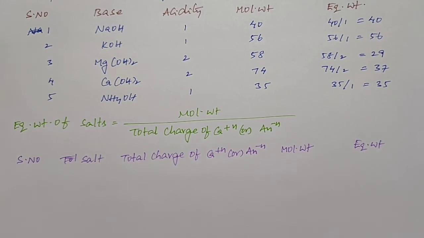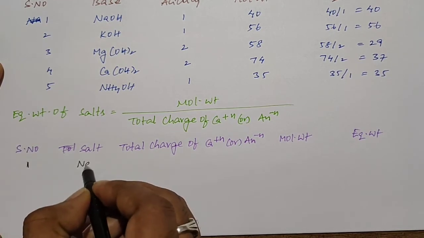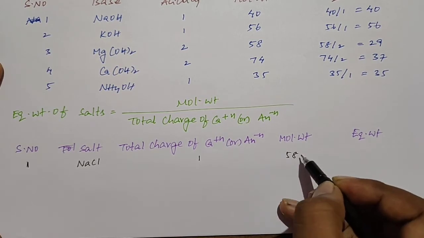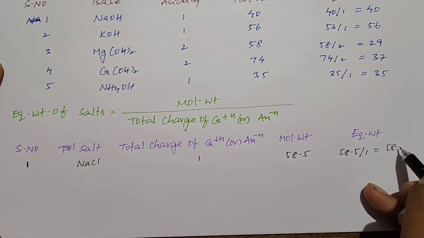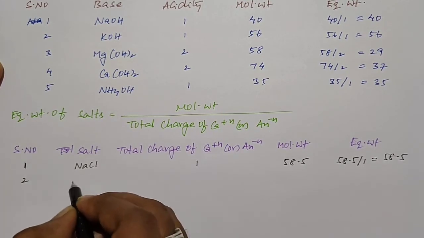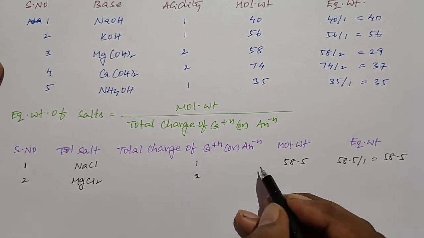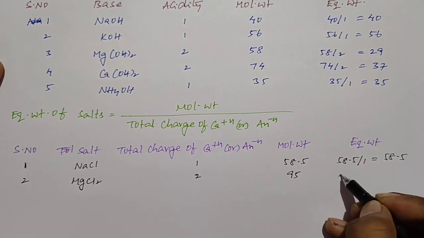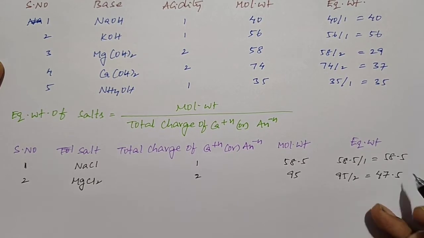Here I take the first example, sodium chloride, NaCl. Total charge of cation or anion is equal to 1. Molecular weight is 58.5 and equivalent weight is 58.5 by 1, we get 58.5. The second example is MgCl2, magnesium chloride. Total charge of cation is equal to 2, and at the same time anion is equal to 2. Molecular weight is 95 and equivalent weight is 95 by 2, we get 47.5.